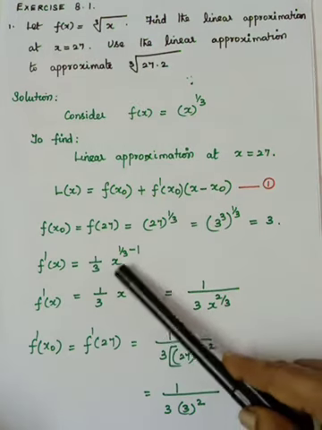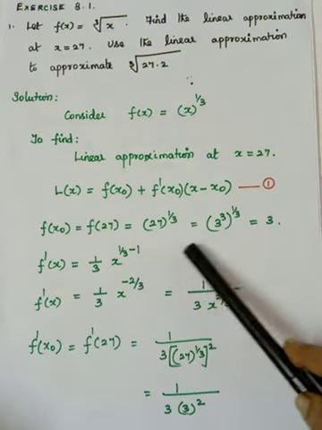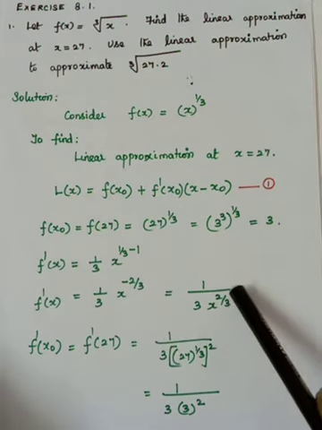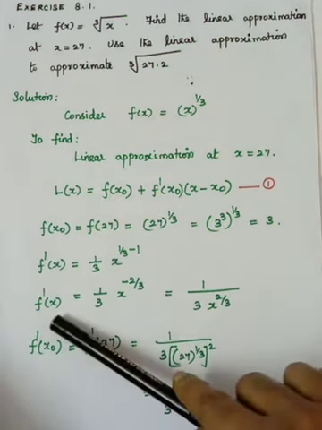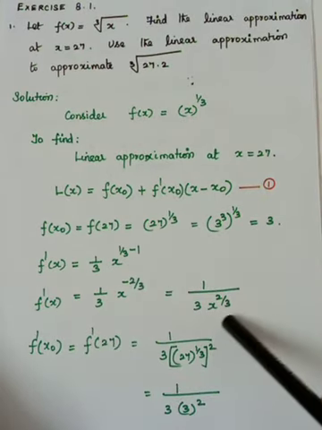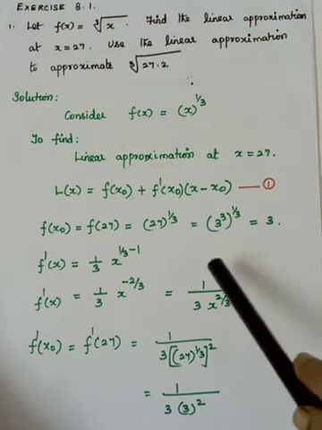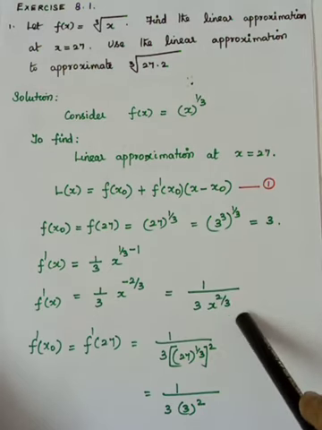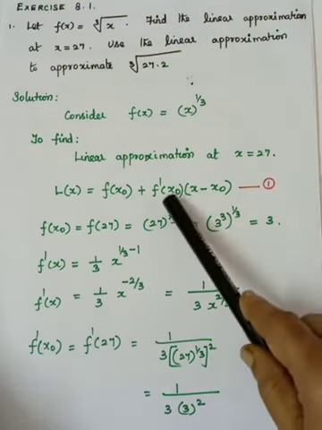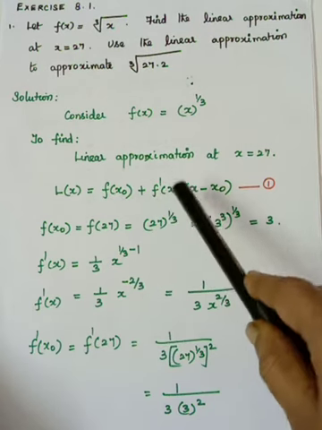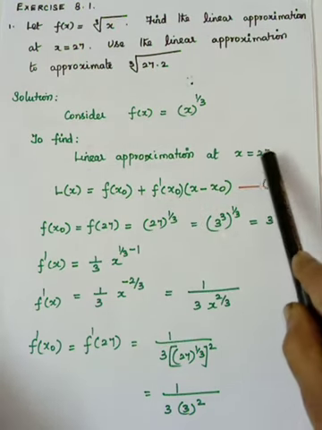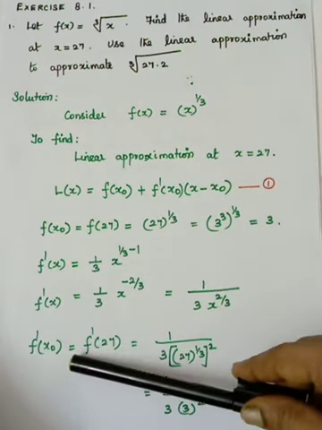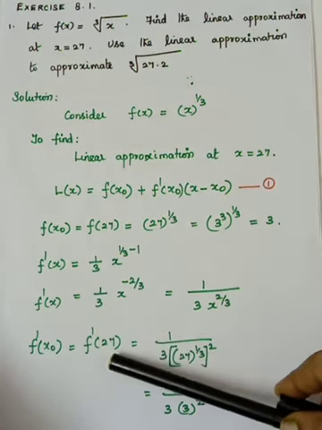So x to the power minus 2 by 3 can be brought in the denominator as x power 2 by 3. So this is your f dash of x. So we have differentiated the function and we got the answer as 1 by 3 into x power 2 by 3. But in this formula, what is needed? F dash of x naught. What is your x naught? It is 27. So therefore, f dash of x naught is nothing but f dash of 27.